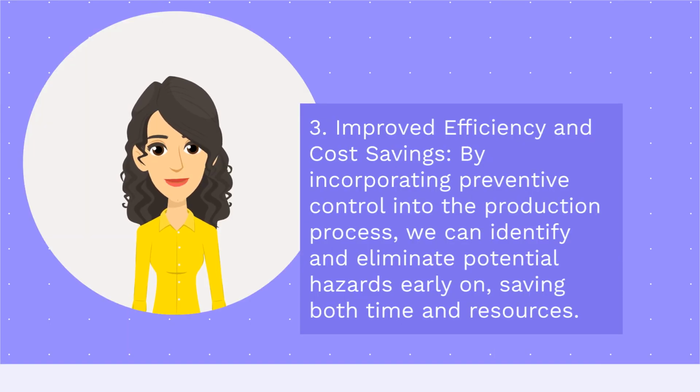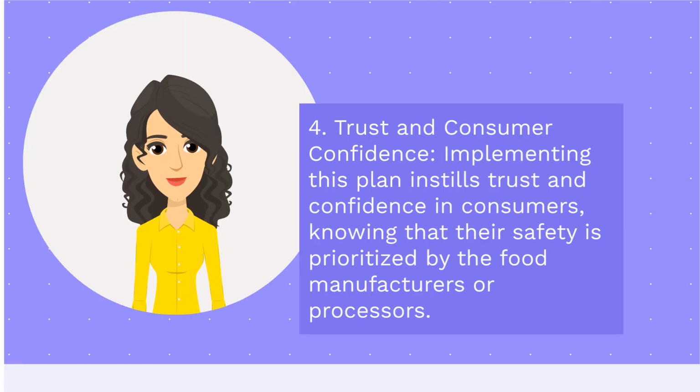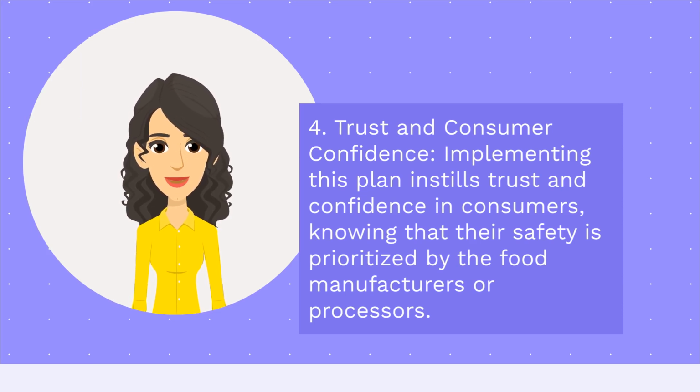3. Improved efficiency and cost savings. By incorporating preventive control into the production process, we can identify and eliminate potential hazards early on, saving both time and resources. 4. Trust and consumer confidence. Implementing this plan instills trust and confidence in consumers, knowing that their safety is prioritized by the food manufacturers or processors.